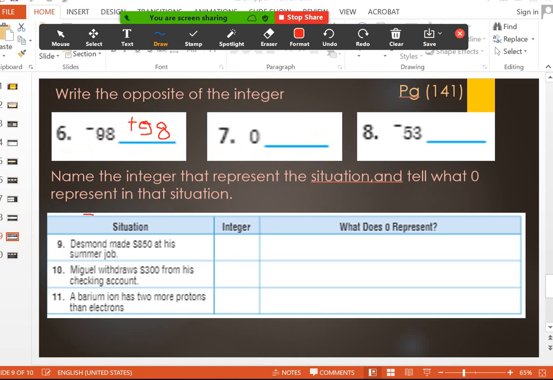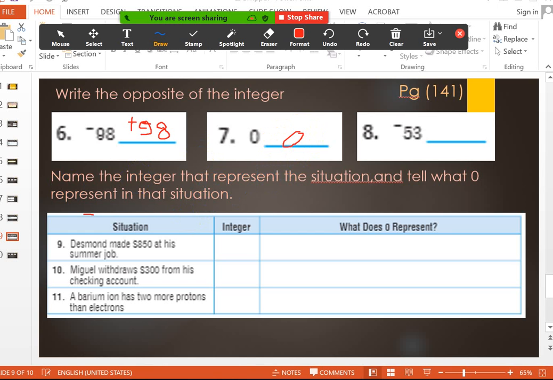What about 0? Let's choose. Yes, Manal, open your mic. Yes, teacher. What is the opposite of 0? The opposite of 0 is 0. Thank you so much. Excellent, Manal.